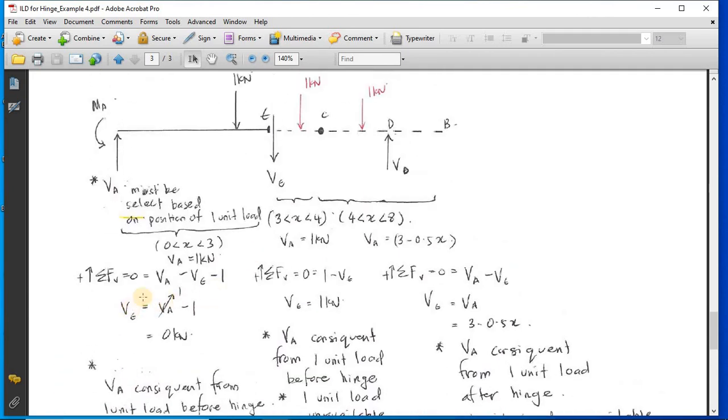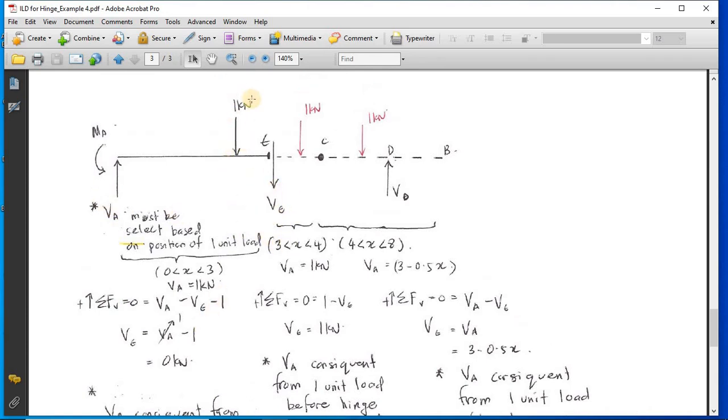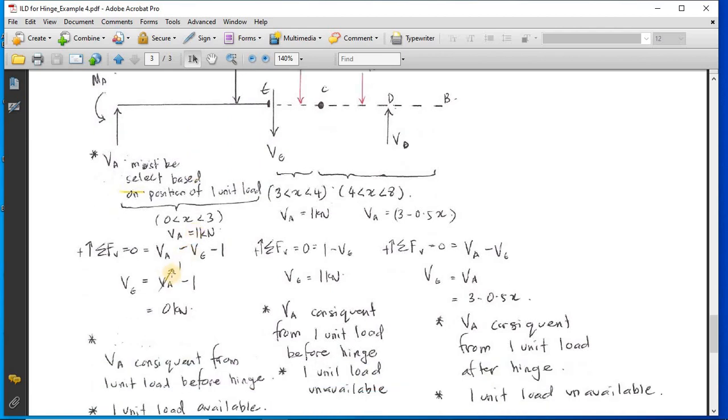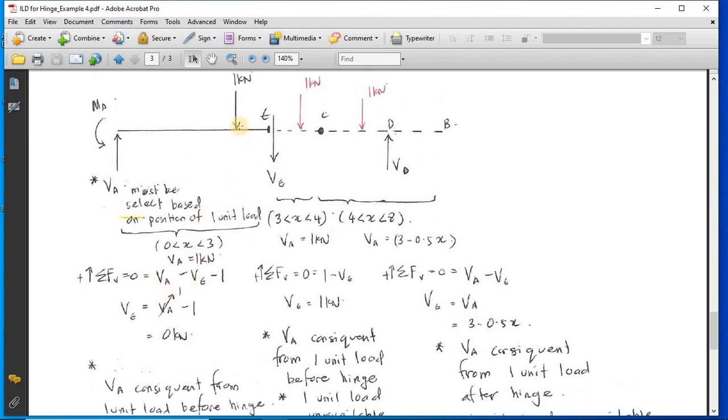The equation will be, by considering the summation of forces in the vertical direction, VA minus VE minus the one unit load. We know that for this position of the one unit load, which is in this range, VA is based on the load before the hinge.